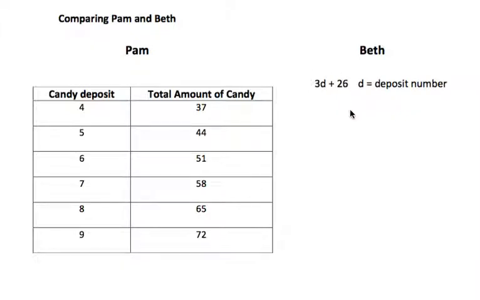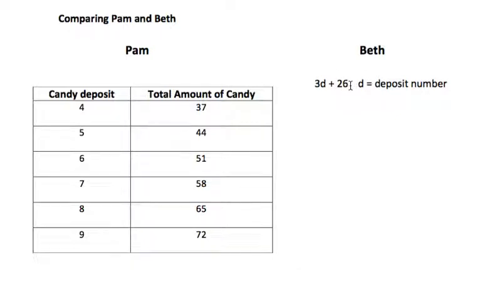and discuss it, I ask them, what does this 26 mean? Why is it only being added once? What does this 3D mean? What part of this whole candy process was the 3 representing? Why are you multiplying by 3?